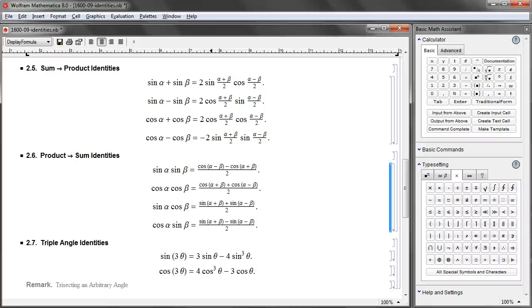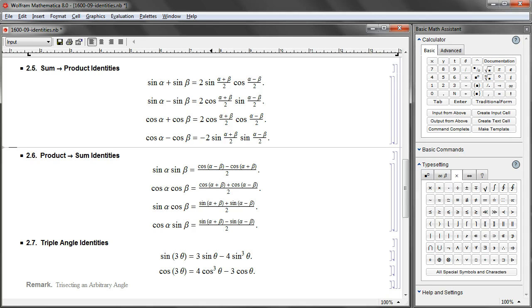Sum to product has a structure of sine plus sine or sine minus sine, or cosine plus cosine or cosine minus cosine. We can have two different angles, but we have to have two same functions. In these cases, it is possible to express the sums or differences as products, as you can see in the right hand side.